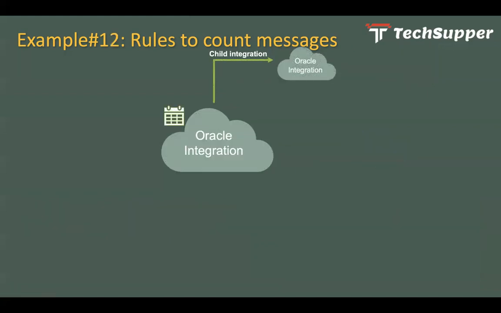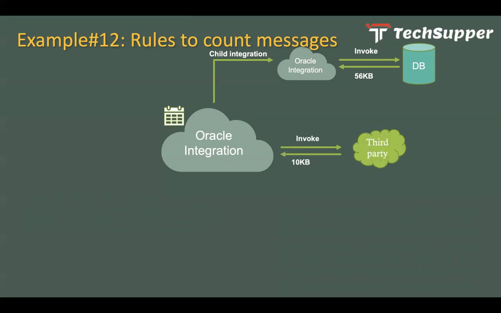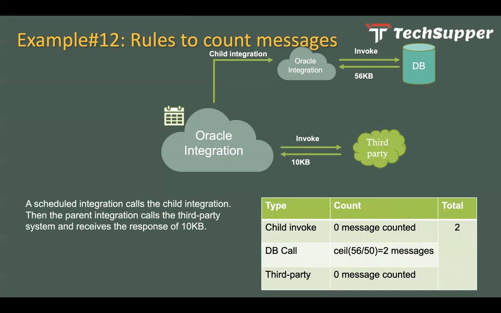Another rule, another example here. Oracle integration, again, calls a child integration, invokes the database, gets a response of 56 KB, and invokes a third party system and receives a 10 KB response. So here, only this message will be counted because it is going beyond the 50 KB. Nothing will be counted if you are calling Oracle integration to another child integration. DB call, you are receiving the response of 56 KB, then 2 messages. But for this, nothing will be charged because it's within the limit of 10 KB. So 0 message counted. So total 2.